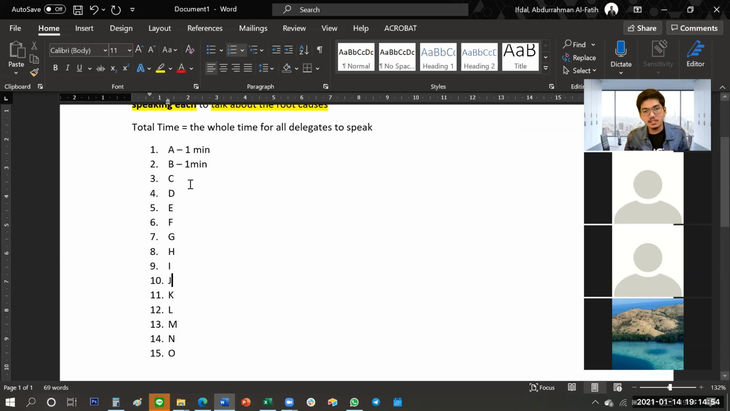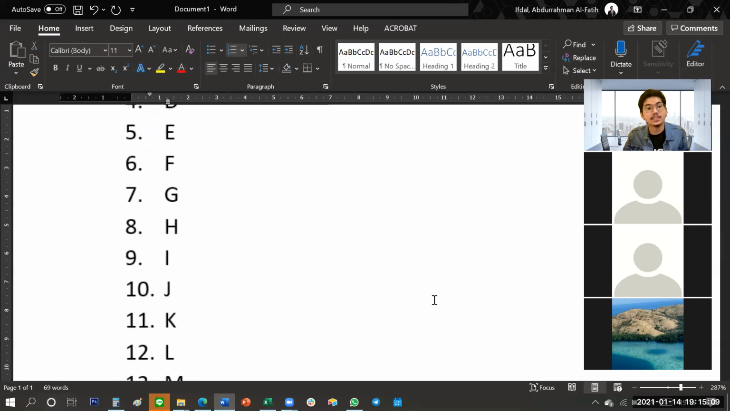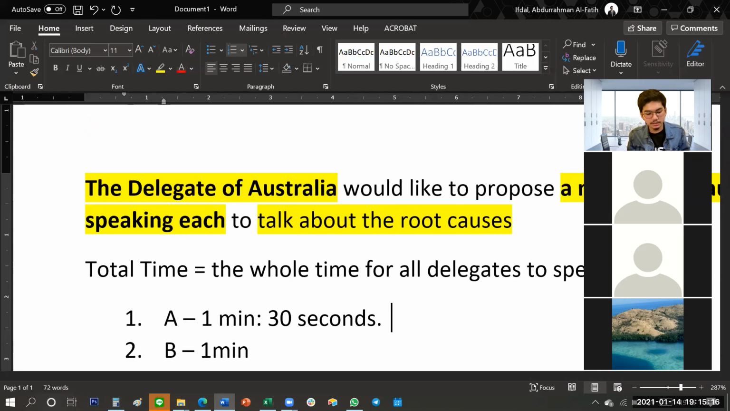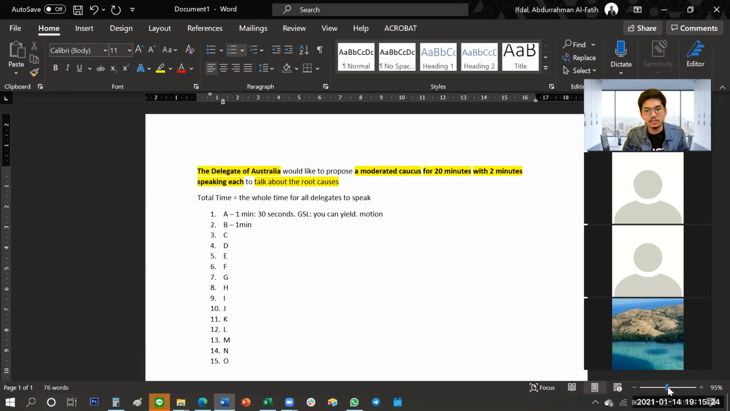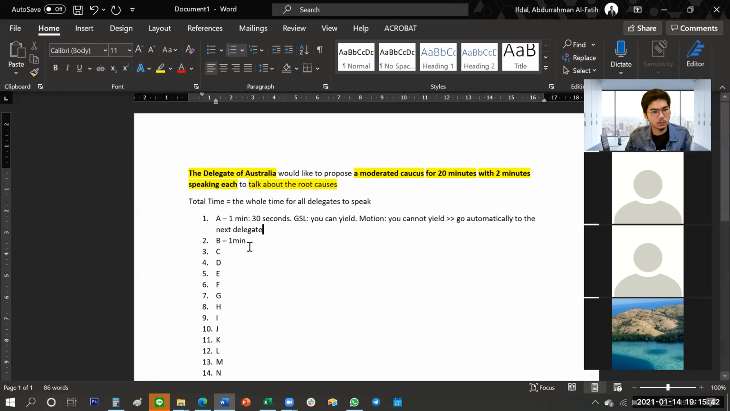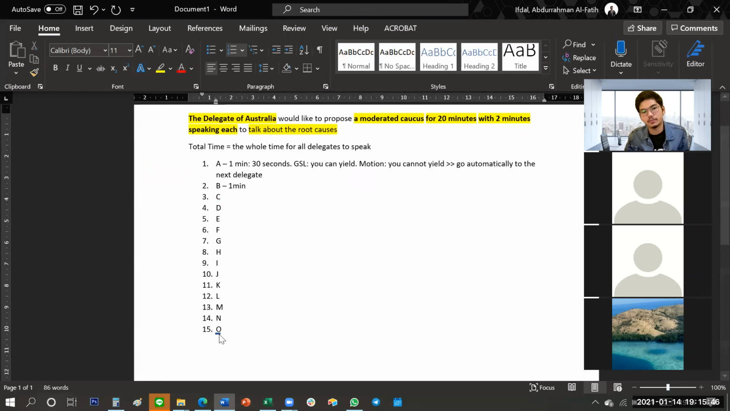There will be no yielding. If you cannot finish in 1 minute, the remaining time will automatically be yielded to the chair, meaning the chair will take over and let the next delegate speak. For example, if A only speaks for 30 seconds, the chair moves on. If it is GSL, you can yield, but if it is motion time, or the caucus, you cannot yield. It goes automatically to the next delegate. The chair will let B talk for 1 minute, and then C, D until O. So this is the template.